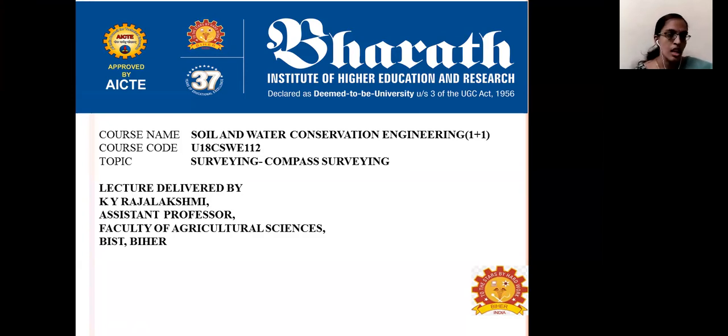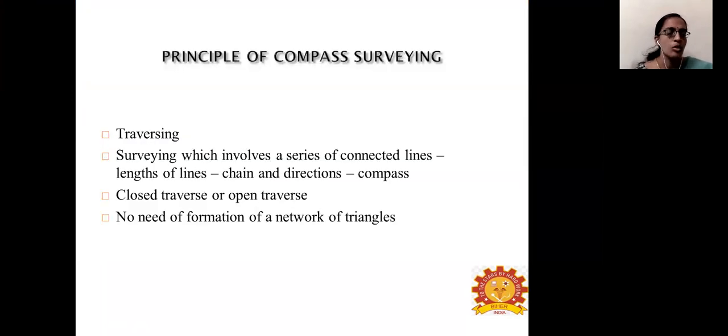The topic that we are going to discuss is surveying, that is, compass surveying. First we have to know what the principles involved in compass surveying are.